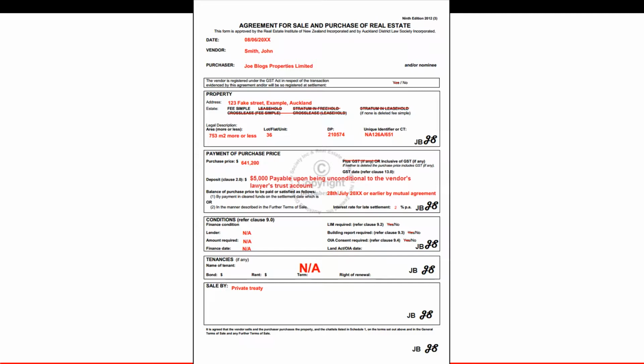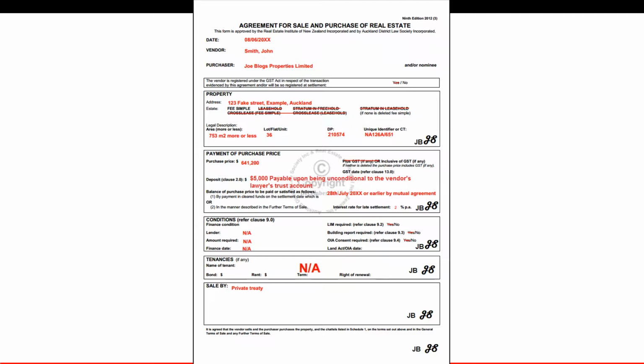You've got the lot number, which is number 36, the deposit plan, which is 210574, and there's the unique identifier or certificate of title ID, which is NA126A/651. And all of this information is actually gathered from the certificate of title, and however it appears on the title is how we write it here. There's no difference to how we're writing in the information.